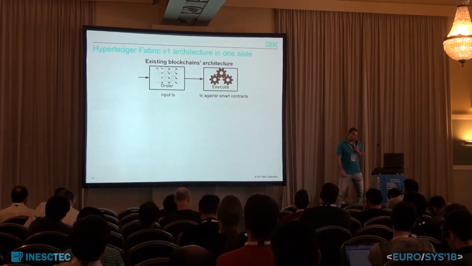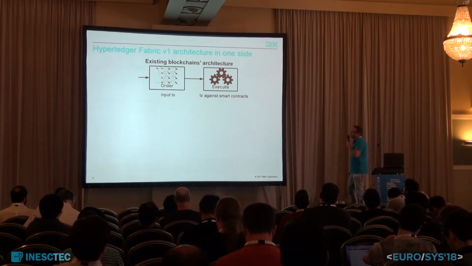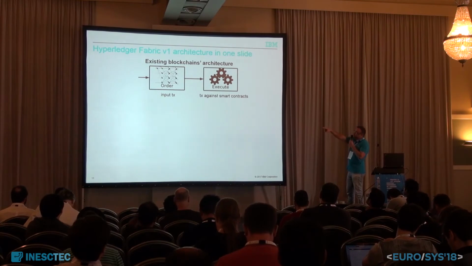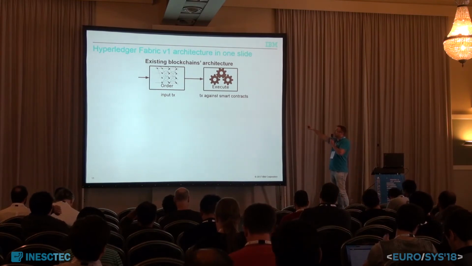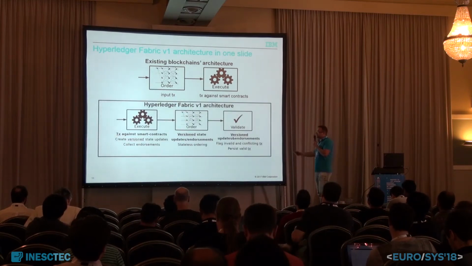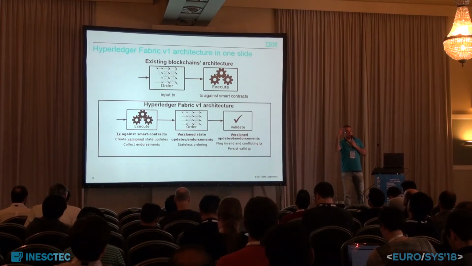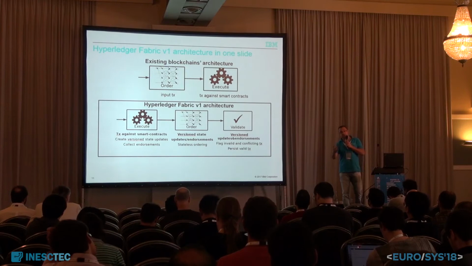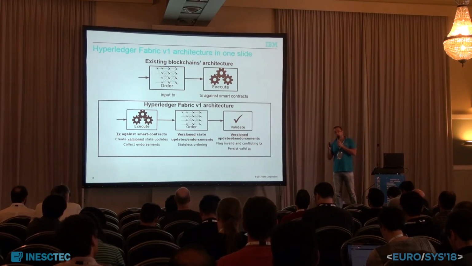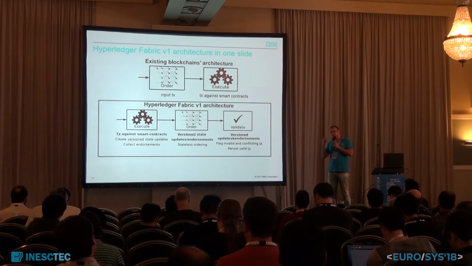So in one slide, what we did, we replaced this order-execute architecture with a different architecture. So we're not ordering input transactions and then executing transactions against smart contracts sequentially. What we are doing is this: we execute, order, and validate. We first execute. This is the point where we execute untrusted code from the application developer, mostly to remove non-determinism.